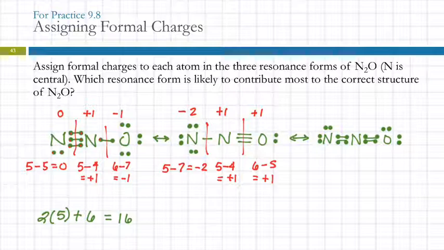And this last one. So nitrogen brought 5, and here it's leaving with 2, 4, 6. So that's a negative 1. The nitrogen in the middle brought 5, leaving with 4. It's plus 1. Oxygen brought 6, leaving with 6. That's 0.